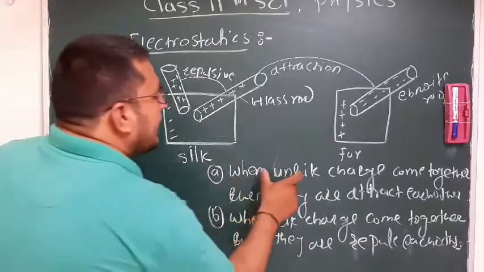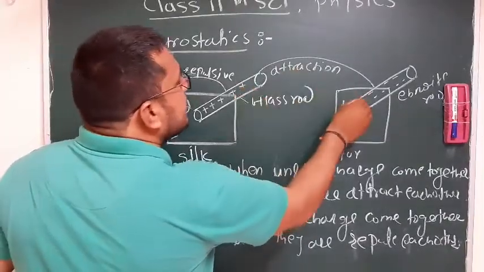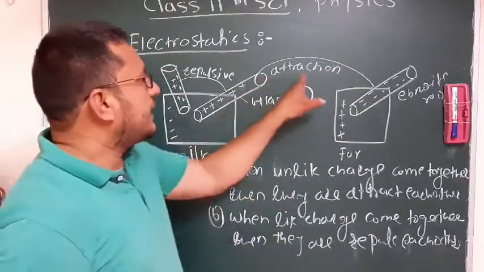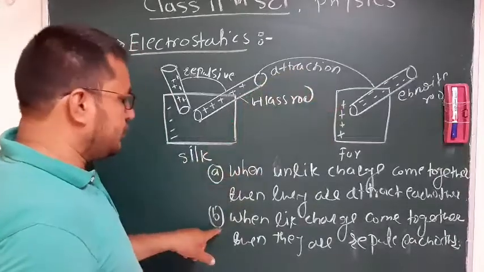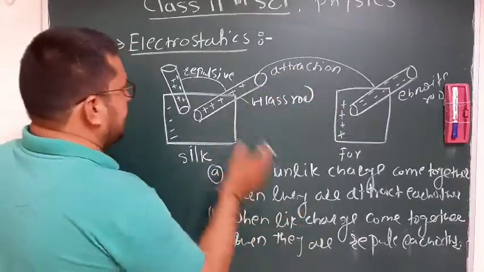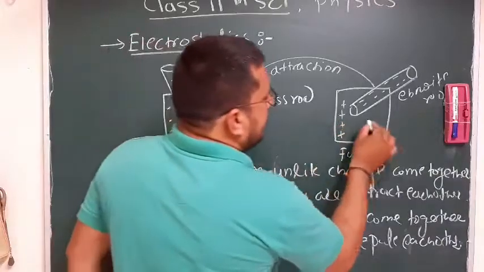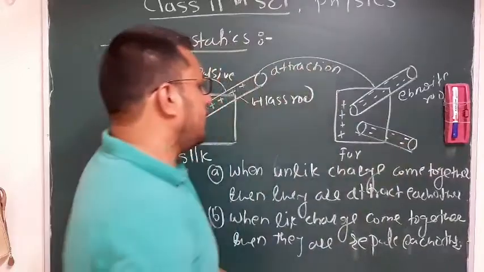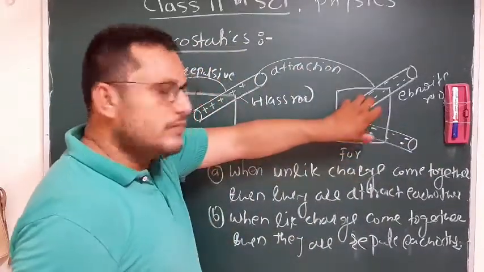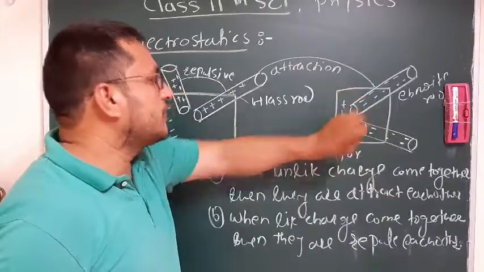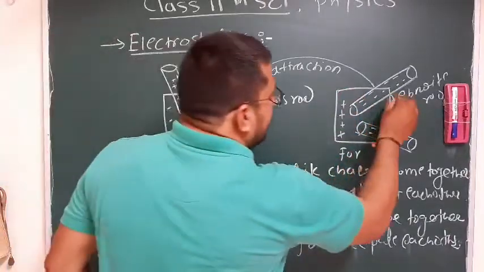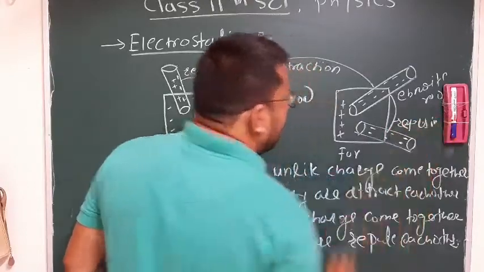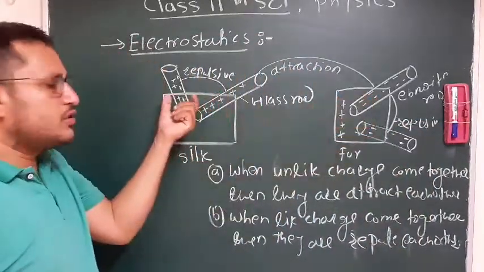When two unlike charges, meaning positive and negative or negative and positive, come together, they attract each other. In the second conclusion, we have seen that with like charges, meaning positive and positive, or in another case two negatively charged objects, if we try to bring them near together, then again we feel a repulsive force.